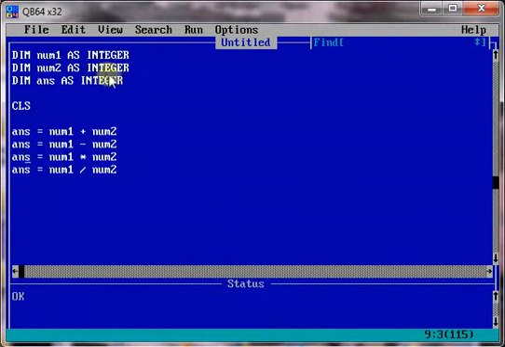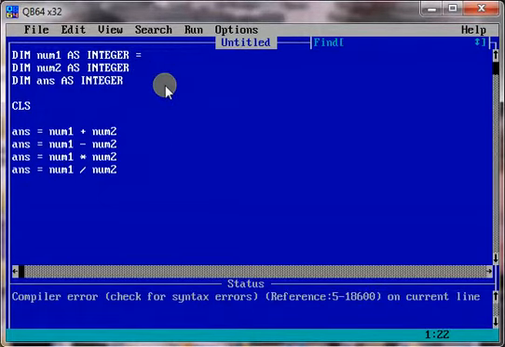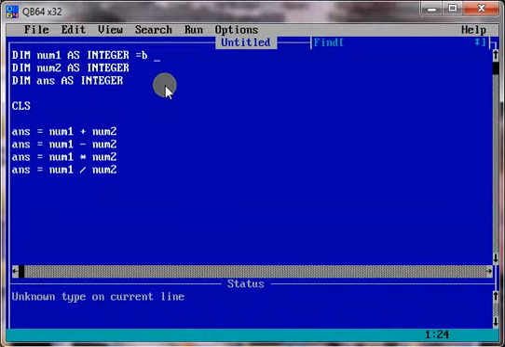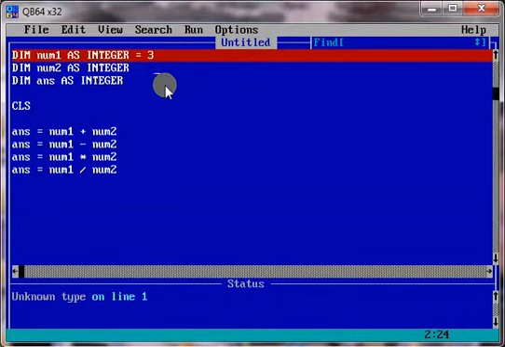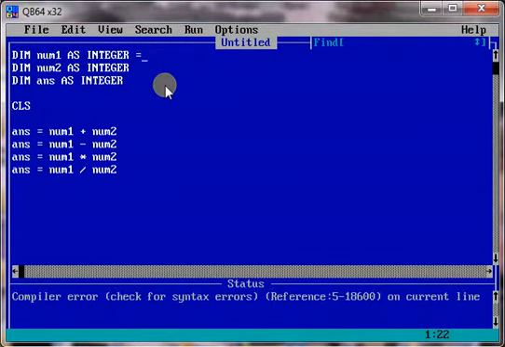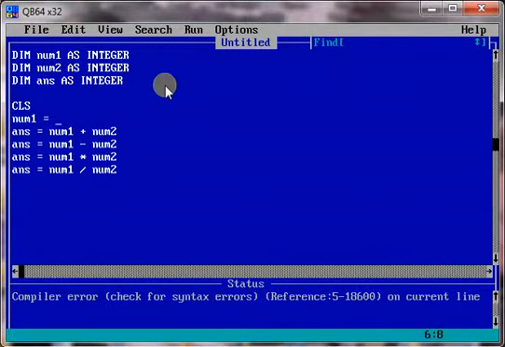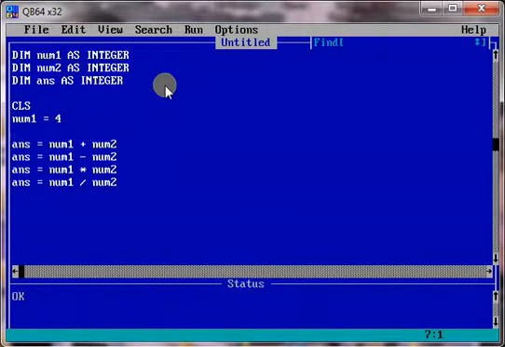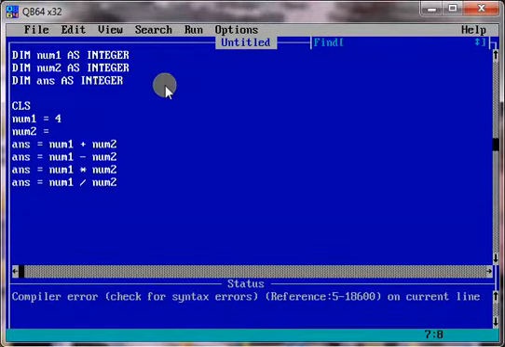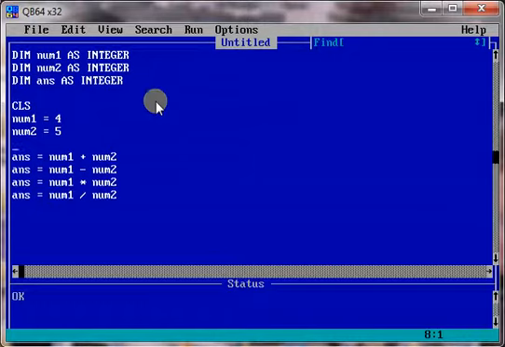I'll show you. So you can put the value like answer equals 3. It gives us an error. It does not allow us to do that during declaration, but you can do that in VB. Okay, let's see what's our num1 equals 4. Yeah, it allows that. Num2 equals 5.